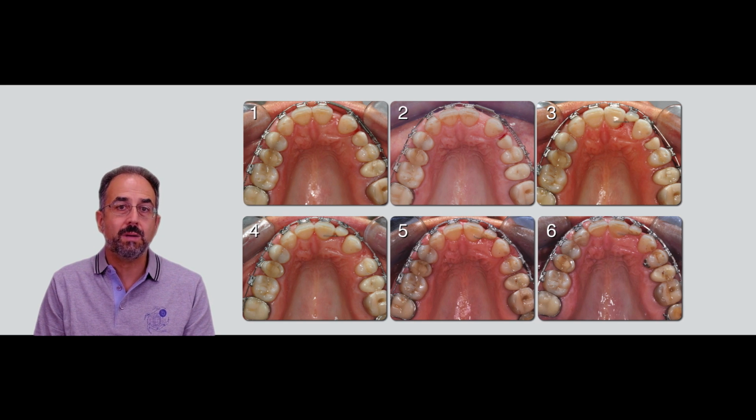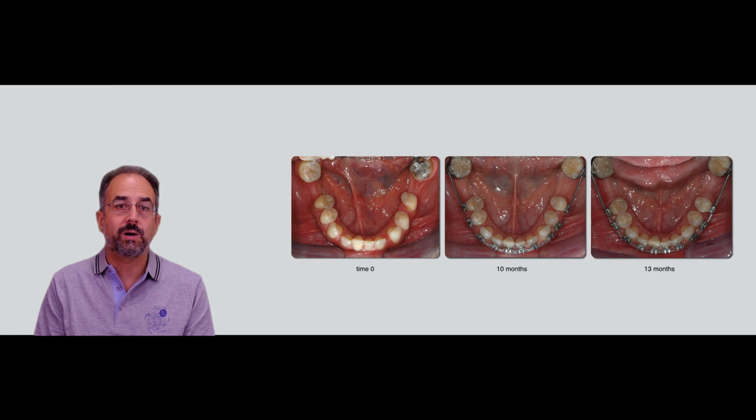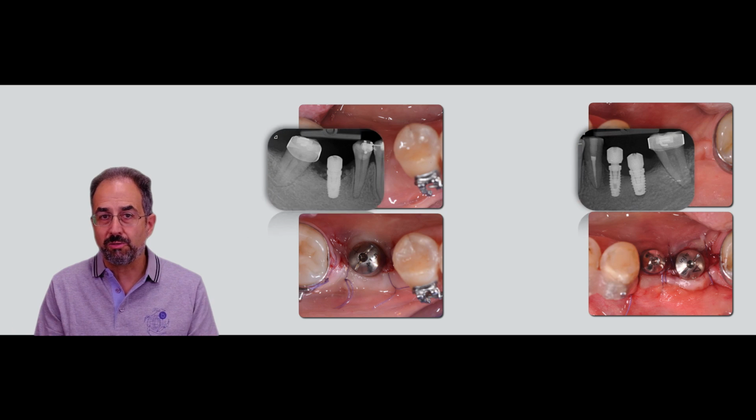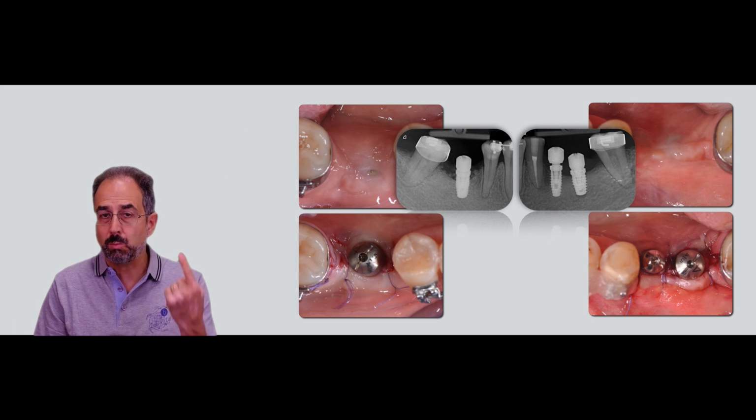In the meantime, in the lower arch, we were aligning teeth, closing diastemas, uprighting the molars, and preparing the sites for the placement of implants. We did some regenerative therapy. I'm not going to go through all of that, but at the end we placed 1 implant on the right, 2 implants on the left.